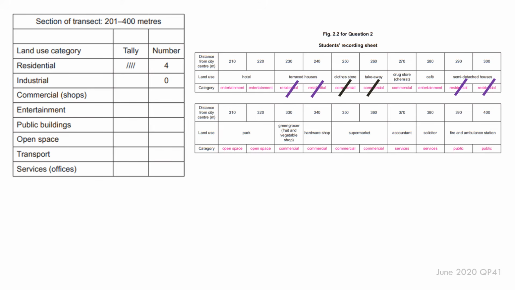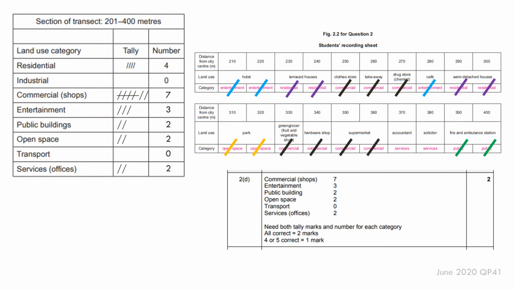So 1, 2, 3, 4, 5, 6, 7. And again, I would then do that in. I would then do entertainment, so that's 3. Public buildings, which is 2. Open space, 2. No transport, and then 2 services that are left.